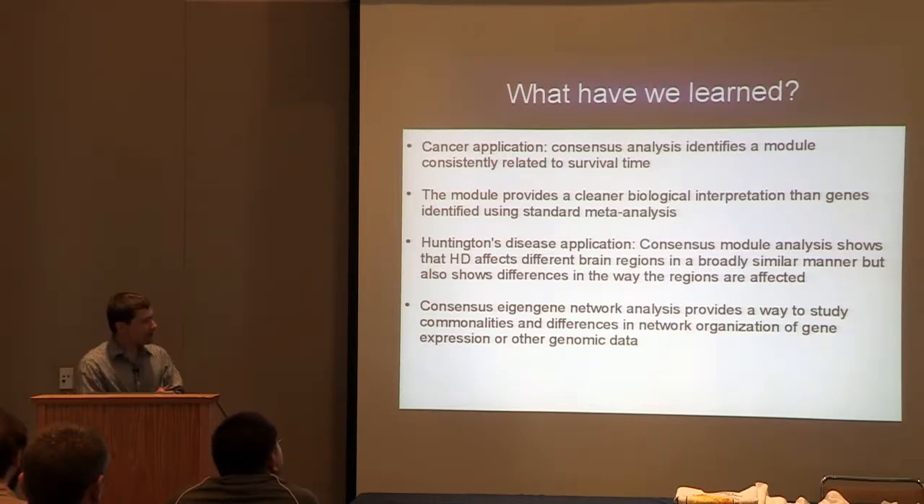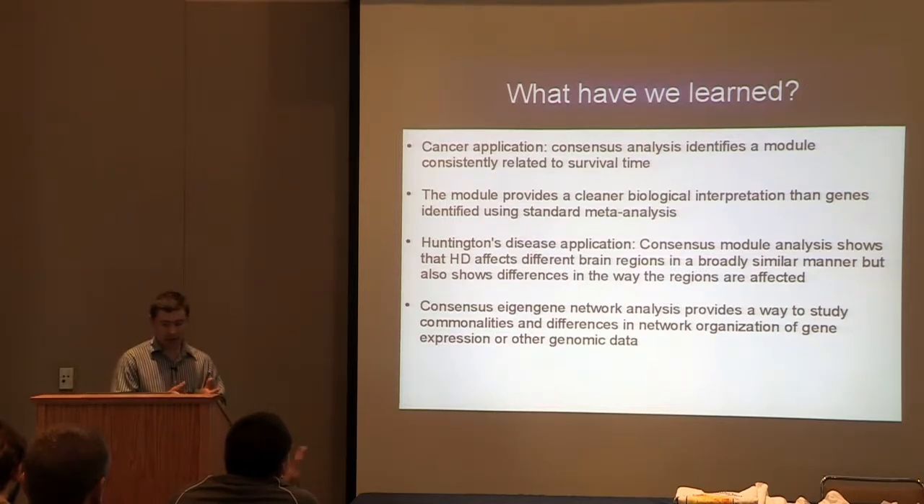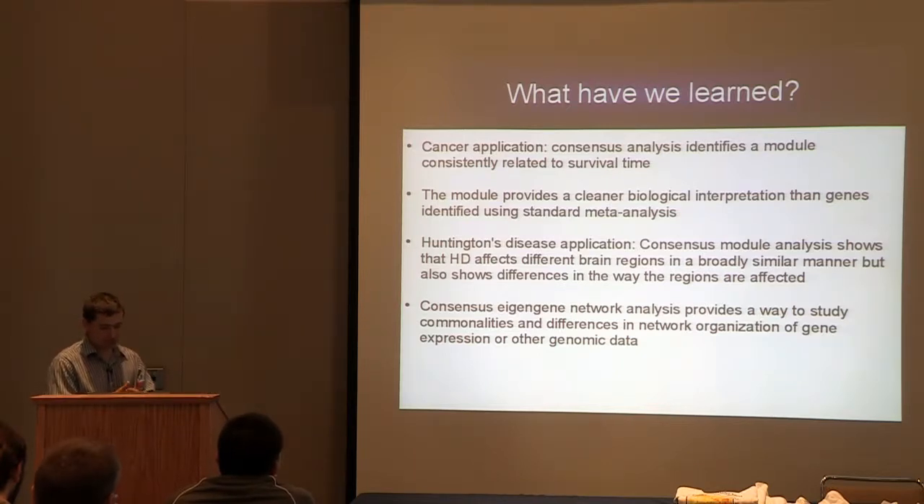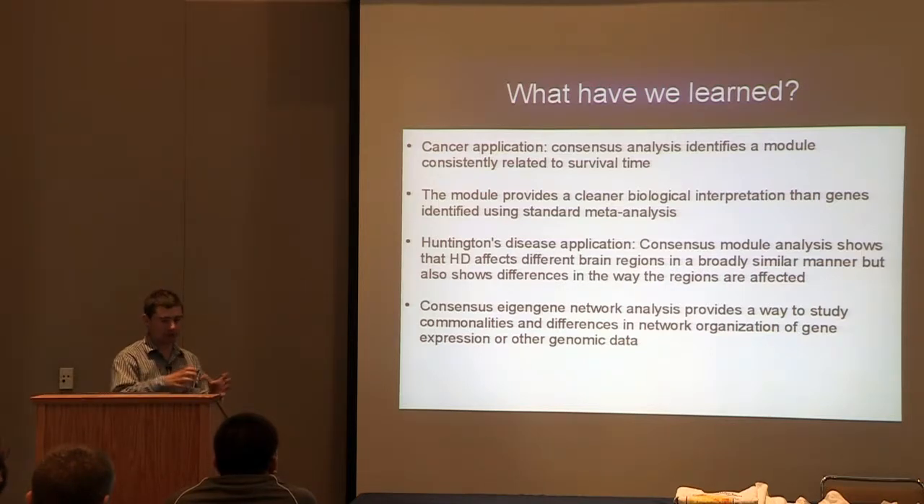And for the Huntington's disease application, the consensus module analysis shows that Huntington's disease affects different brain regions in a broadly similar manner, but it also shows differences in the way the regions are affected. And then if you study the eigengene network, the consensus eigengene network, it gives you a way to gain insight into what the commonalities and differences are in the network organization from a long distance view, a very coarse-grained, very much reduced view.